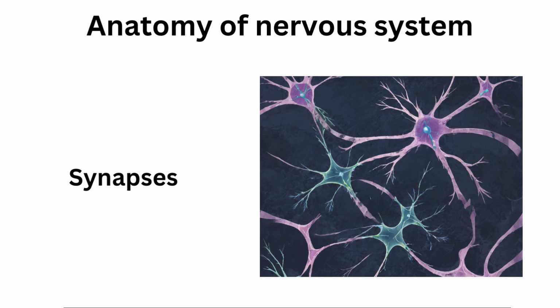Neurotransmitters are released from the presynaptic terminal, cross the synaptic cleft, and bind to receptors on the postsynaptic membrane, transmitting signals from one neuron to another.